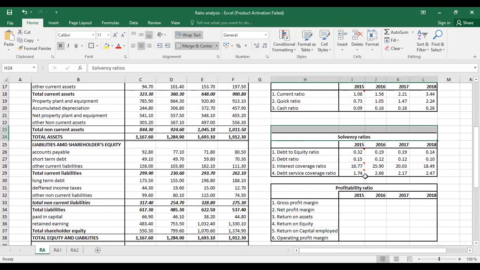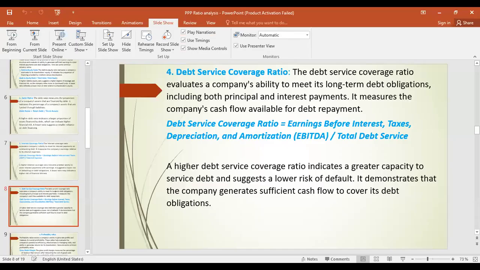So like here, a higher one means we can pay our debt, isn't it? And it had been written here, so I'll not repeat writing because it will take a lot of time. A higher debt service coverage ratio indicates a greater capacity to service debt and suggests a lower risk of default. It demonstrates that the company generates sufficient cash flow to cover its debt obligations.